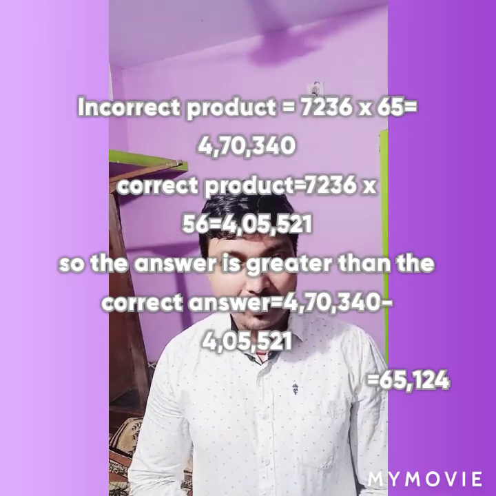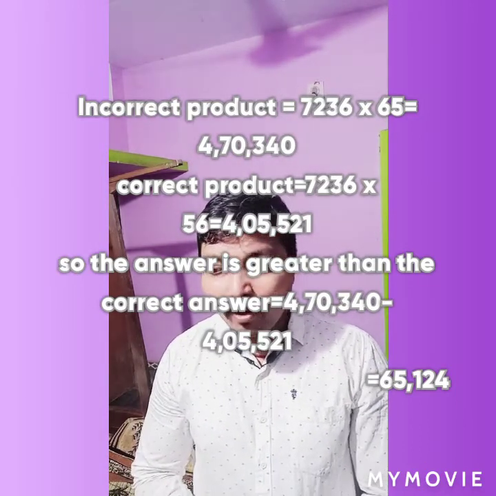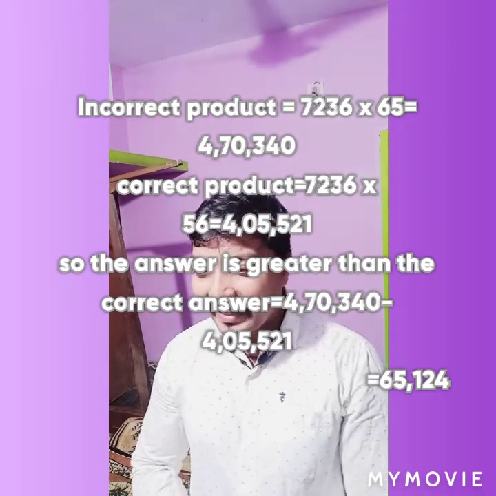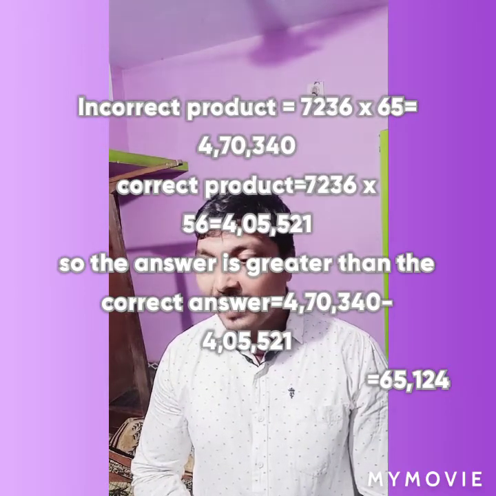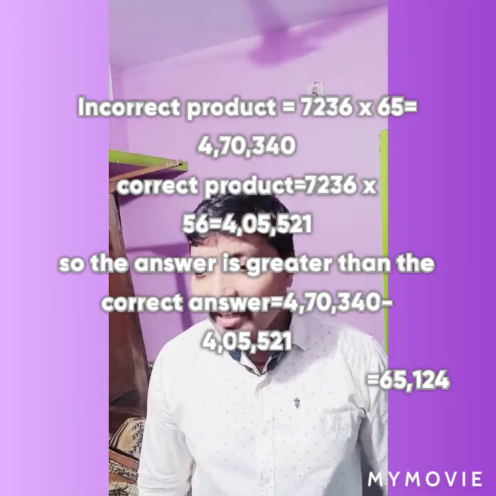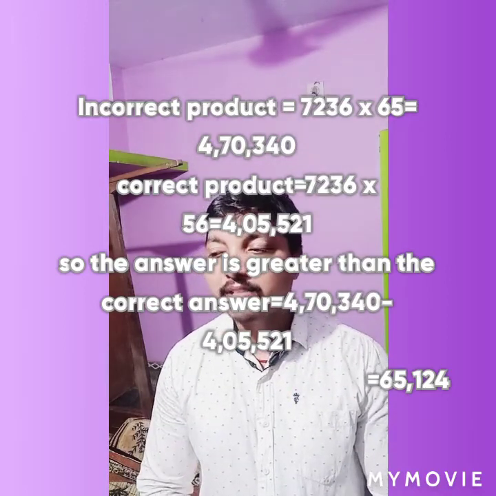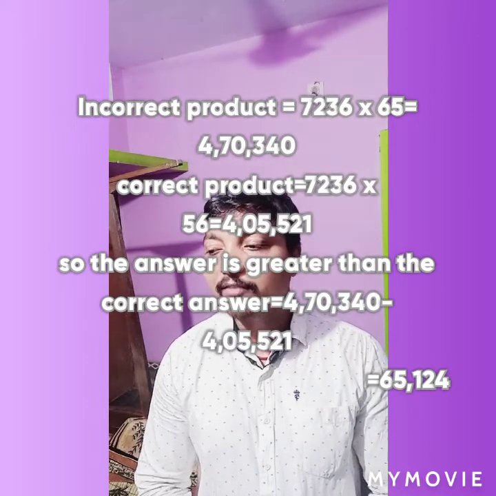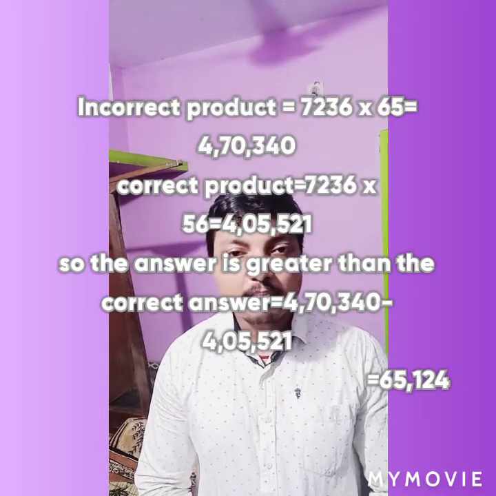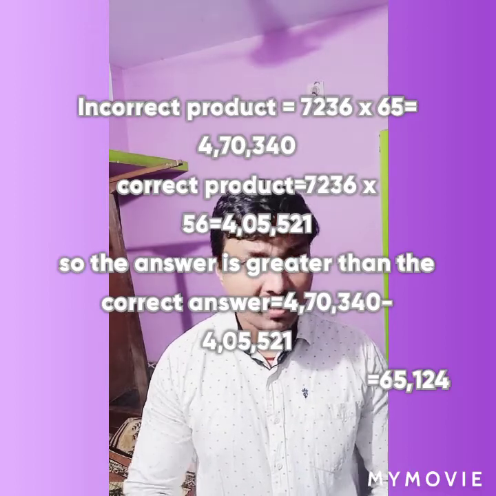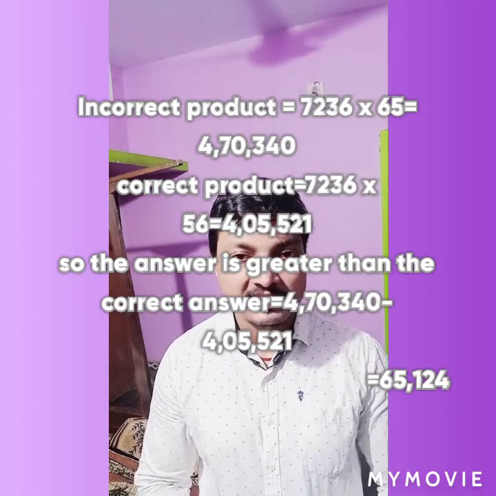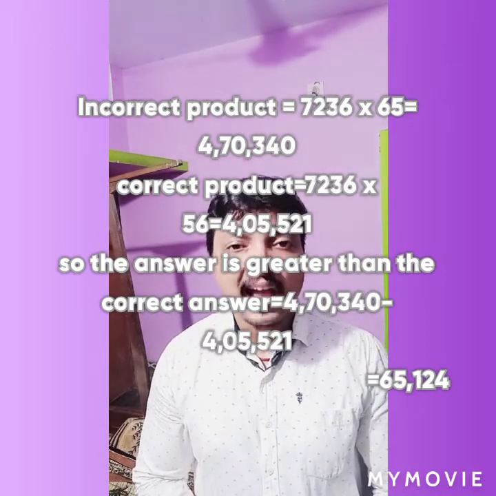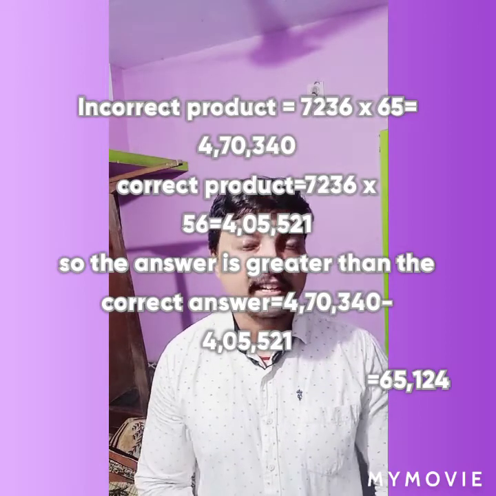But the correct product one can get is 7,236 into 56. So the correct product is 4,05,216. So the incorrect product is 4,70,340, and the correct product is 4,05,216. So 100% the incorrect answer is greater. Why? Because someone multiplied 65 instead of 56. But it is asked how much greater the incorrect answer is than the correct answer.